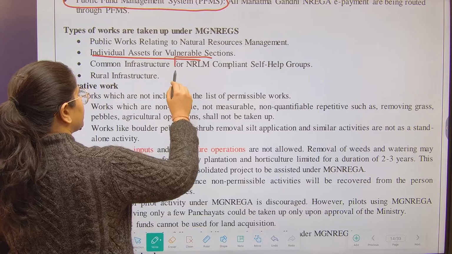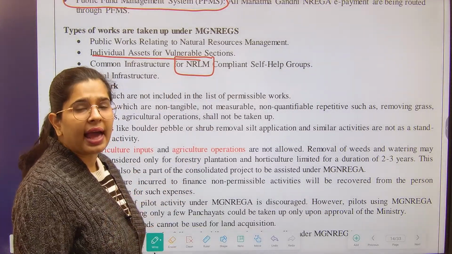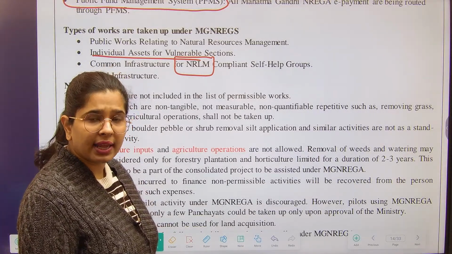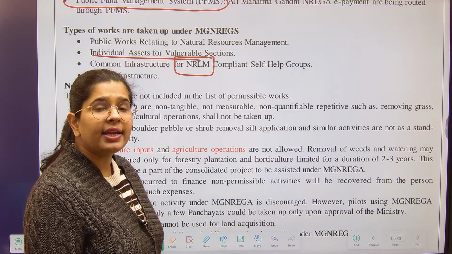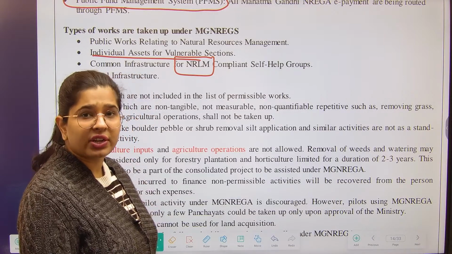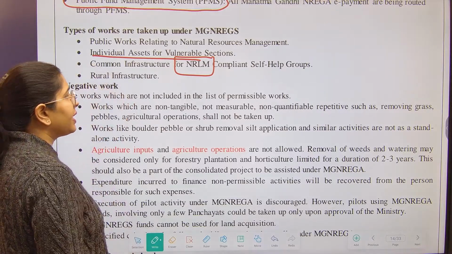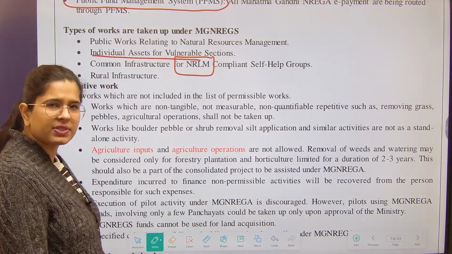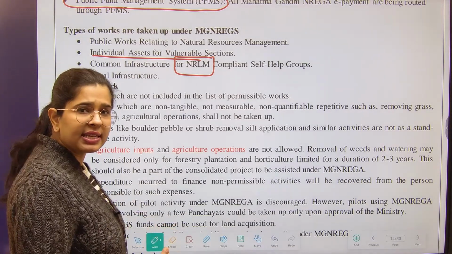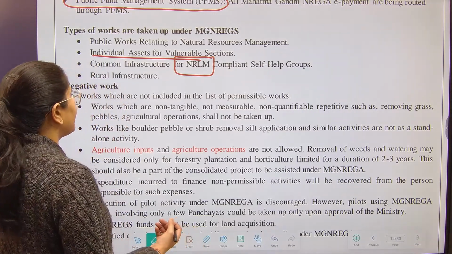We are going to do this as our next scheme, that is the National Rural Livelihood Mission. So under the National Rural Livelihood Mission, what is the objective? To create self-help groups. Now for these self-help groups, they might be needing an infrastructure to operate from. So this infrastructure can be created under MGNREGA, like an office or a bhavan where these people can sit and talk about their businesses. So that is also allowed under the MGNREGA.